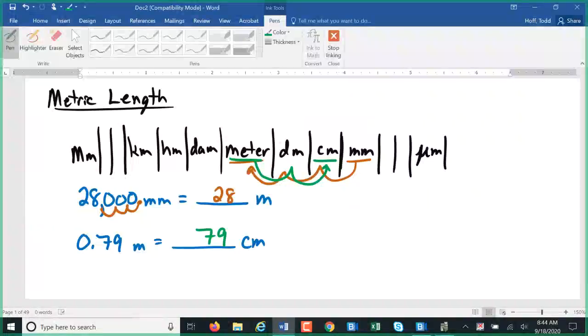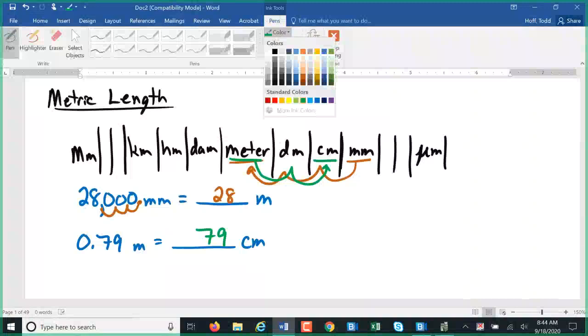Because every unit, every step on that chart is multiplying or dividing by 10, we can just move the decimal points to convert units in our metric lengths. Any of our metric units, to be honest, as we hit them.